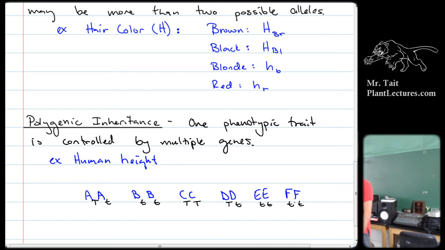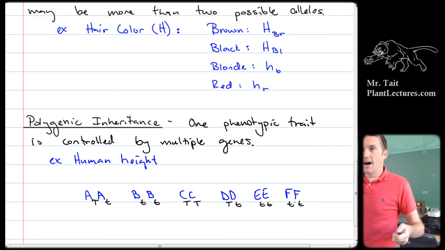However, you can stack the deck in your favor. If you take somebody who's very tall and they reproduce with another person who's very tall, right? Is there still a chance that they can have a very short offspring? Yes, but it's unlikely, right? It's relatively unlikely. So are you guys familiar with Yao Ming? Right? Yao Ming is a giant. He's an absolute ridiculous giant.